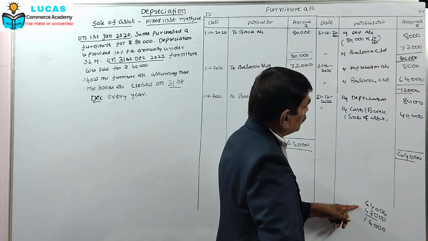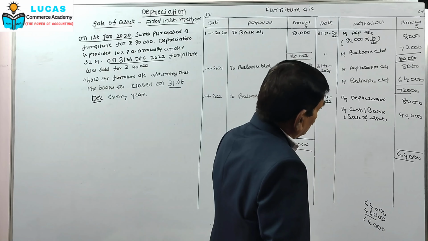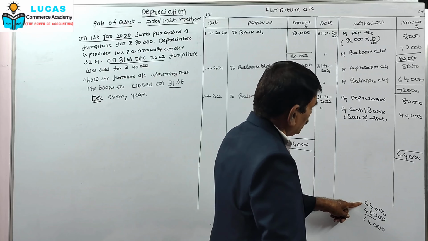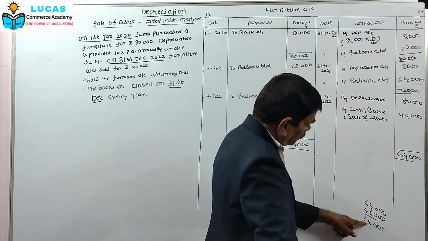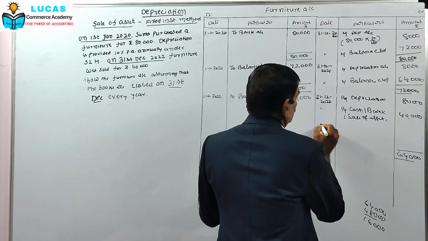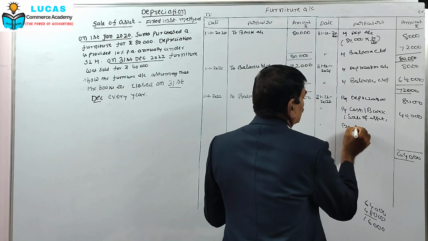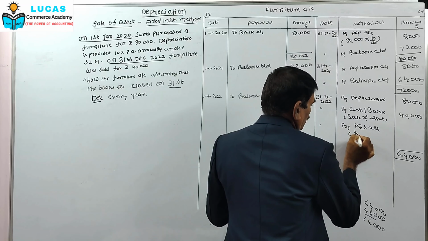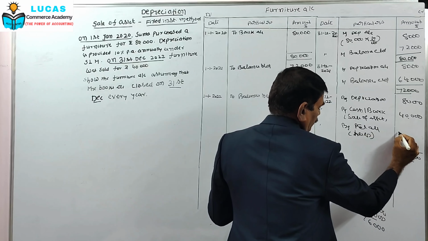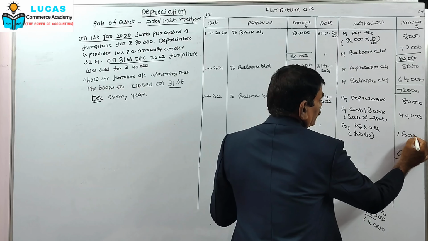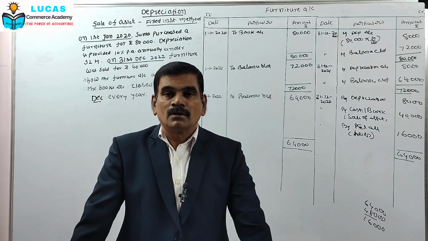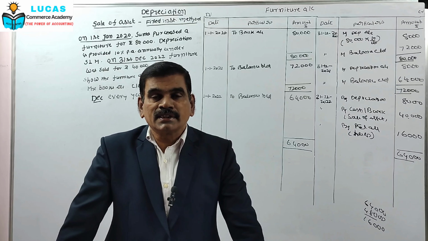Okay, 64,000, second and third year. 64,000 minus 48,000. Yes, 16,000. So this 16,000 is a loss by the P&L account, transfer of loss, 16,000. Okay. So in the year of sale, we have to follow three steps.